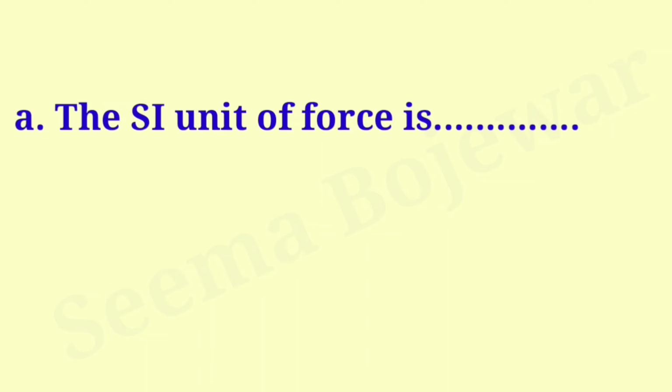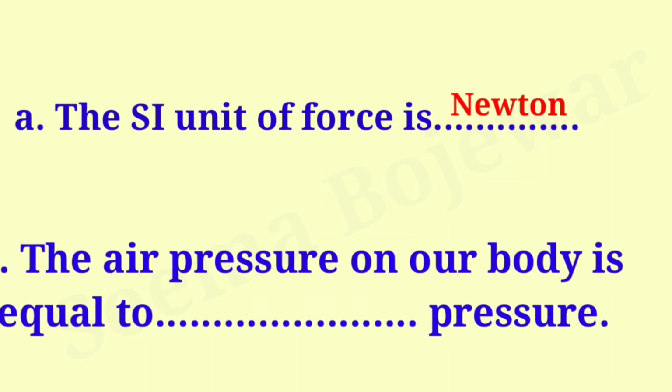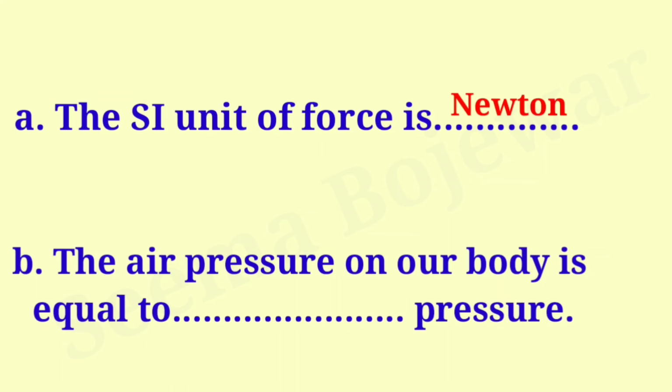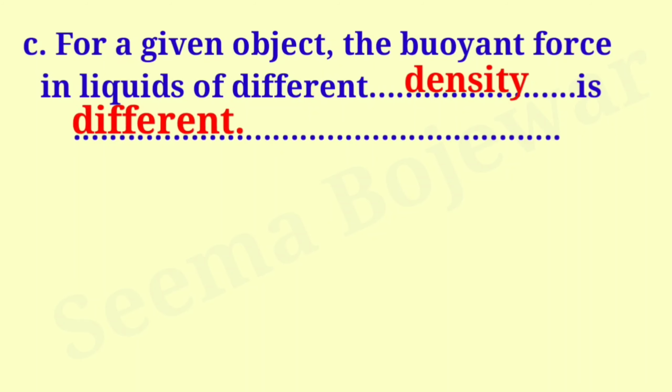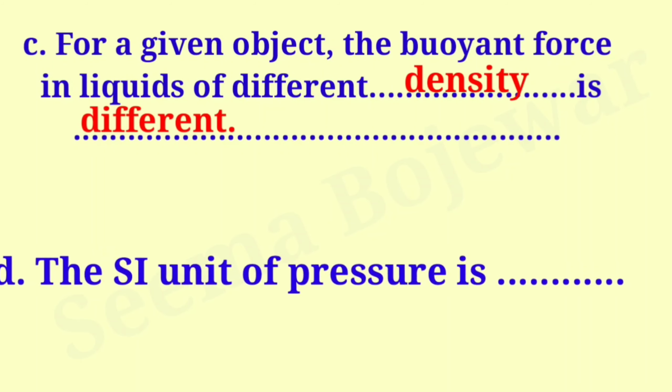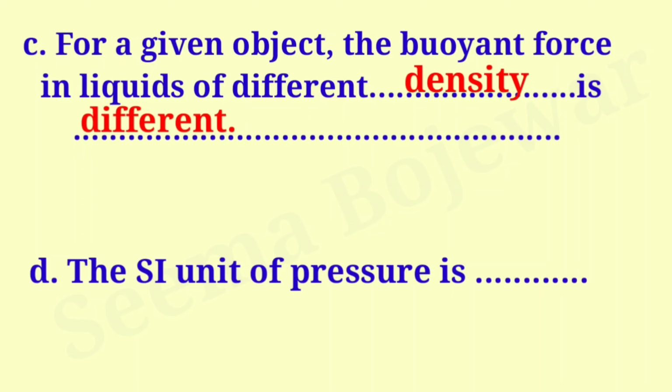A. The SI unit of force is Newton. B. The air pressure on our body is equal to atmospheric pressure. C. For a given object, the buoyant force in liquids of different density is different. D. The SI unit of pressure is Newton per meter square.